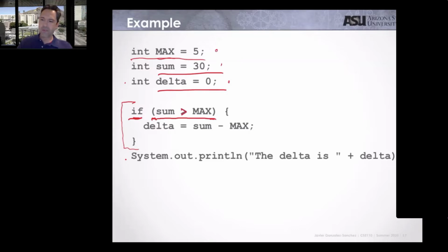Well, I am using the operator greater than. It's a relational operator. We know that it's going to return true or false. And in this case, my expression is sum greater than max. If you check the values for the variables, I am asking for 30 greater than 5. And we know that that is going to be true, right? So this condition is going to be true. What happens when the condition is true?